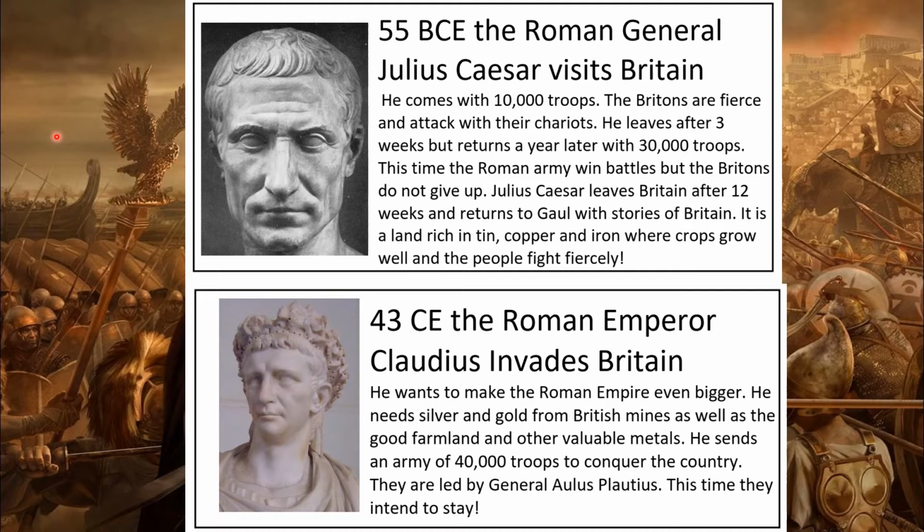The invasion of Britain didn't stop there though, and in 43 CE, so in the Common Era this time, this Roman Emperor, Claudius, invades Britain again. He wants to make the Roman Empire even bigger. He needs the silver and the gold in the British mines, as well as the amazing farmland and the other valuable metals that Britain and England have. So he sends an army again of 40,000 troops to conquer the country. And they are led by a general, and this time they want to stay here.